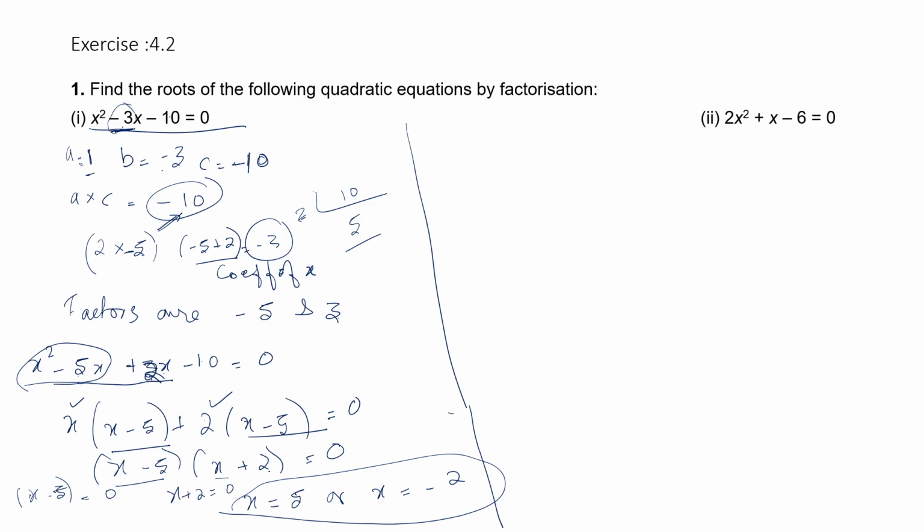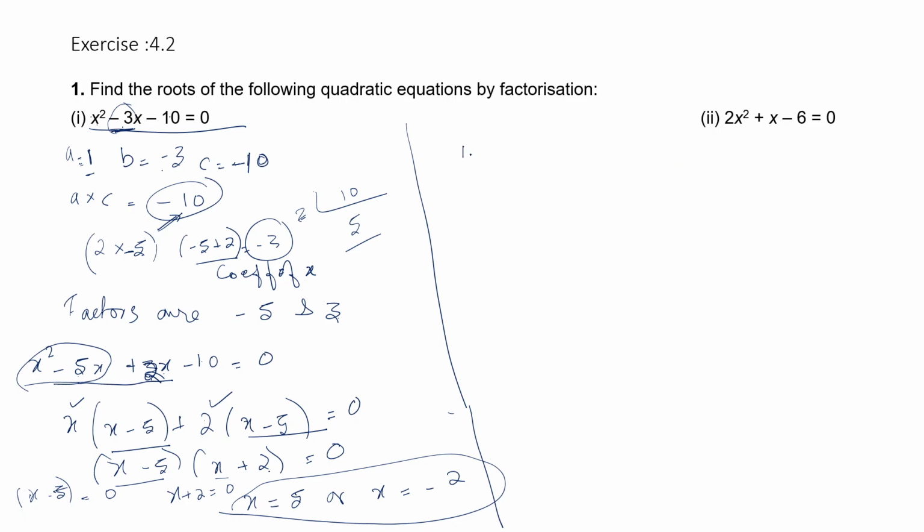Yeah, this is the answer, right? As per your textbook also, this is the answer. You can substitute and see, in this x = 5 also one time and x = -2 also one time, then you will get this side totally equal to 0. Okay, so now the second question is 2x² + x - 6.